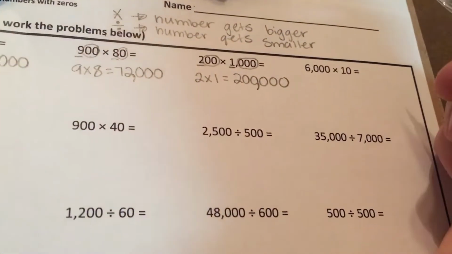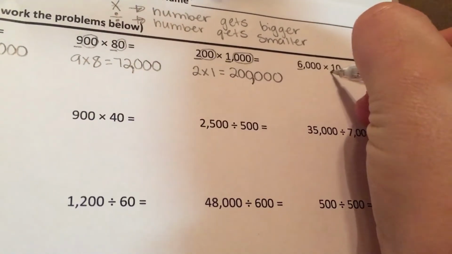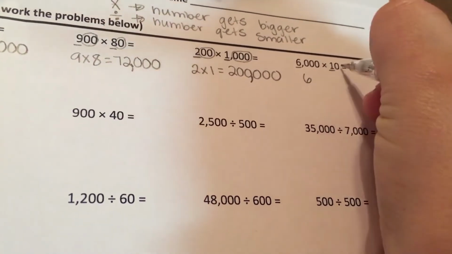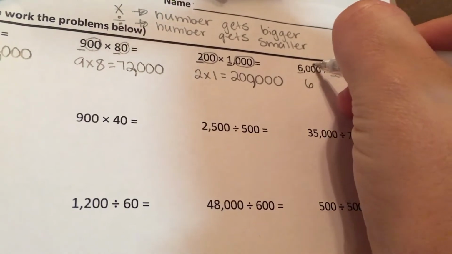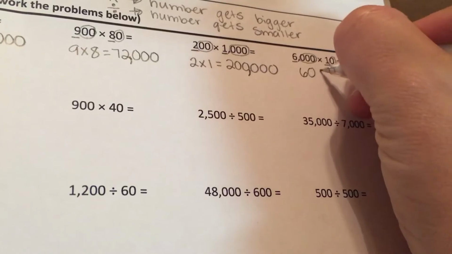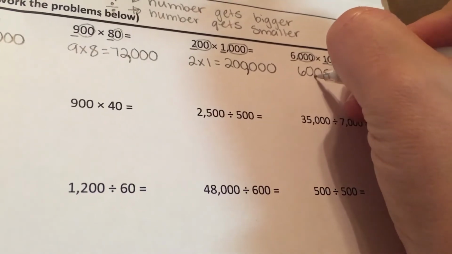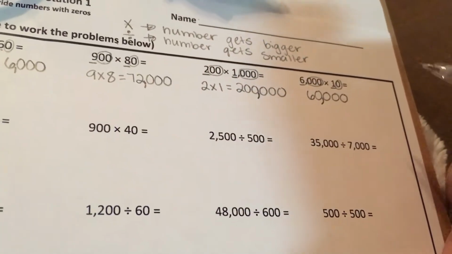Alright, 6,000 times 10. We know that 6 times 1 is 6, and we have 1 plus 3 zeros, so that gives us 4 zeros. 1, 2, 3, 4. 1, 2, 3, comma. So I have 60,000.